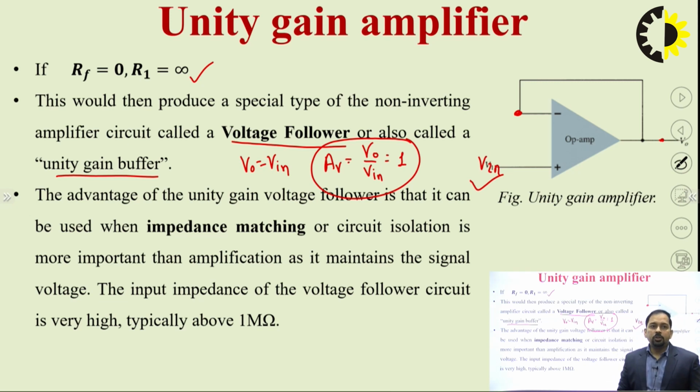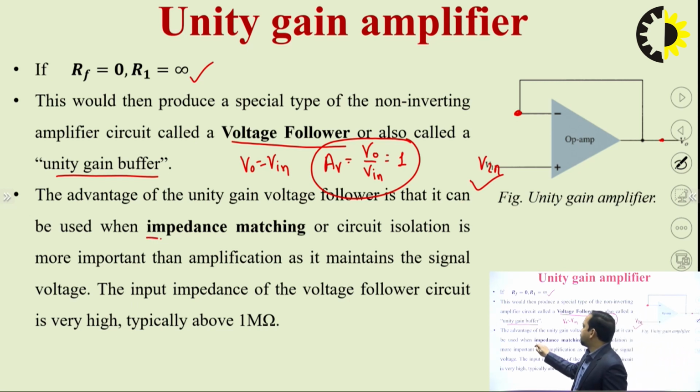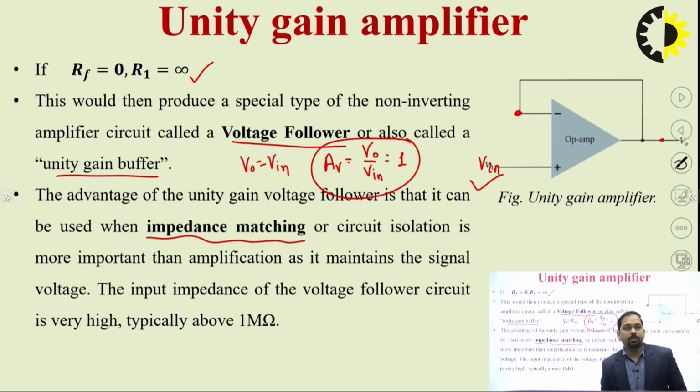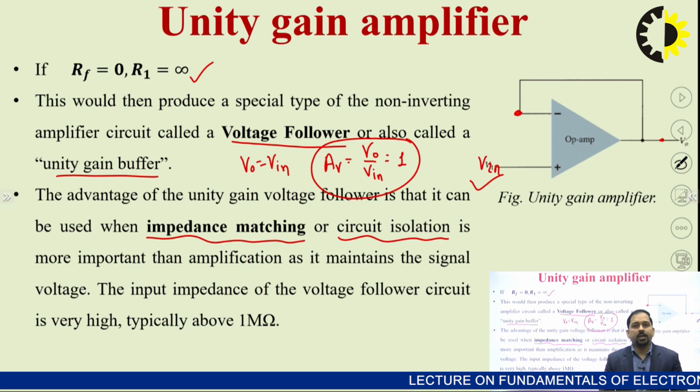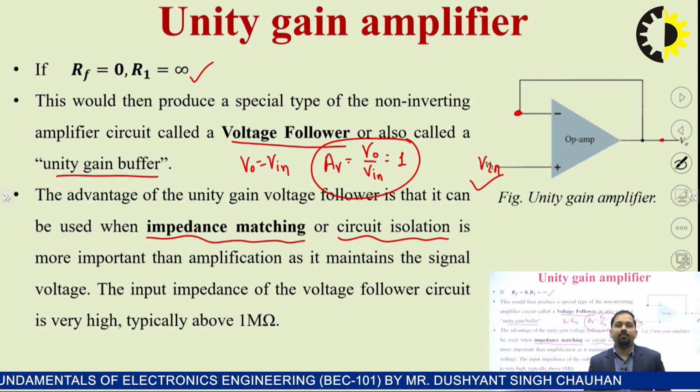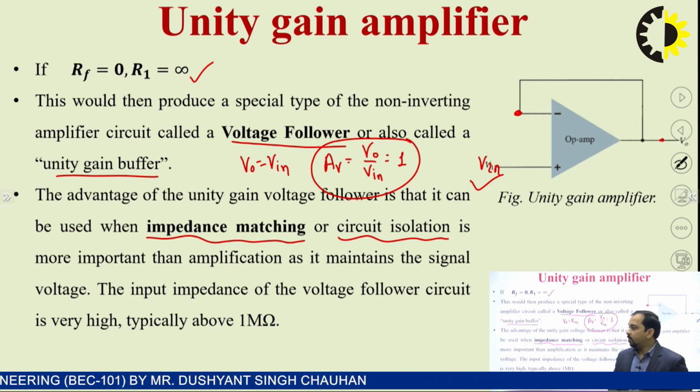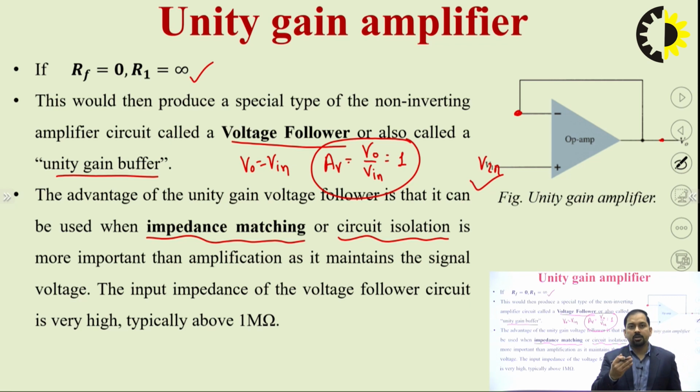Now the advantage of this unity gain amplifier, also known as the voltage follower circuit, is that it is used in impedance matching circuits, or for circuit isolation. We are already familiar with a similar circuit, the common collector configuration of BJT. It also has a voltage gain of 1. So the application of both the common collector configuration and this unity gain amplifier is the same. They are used in impedance matching circuits.